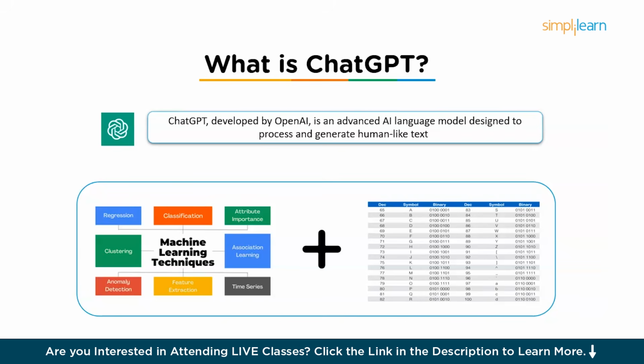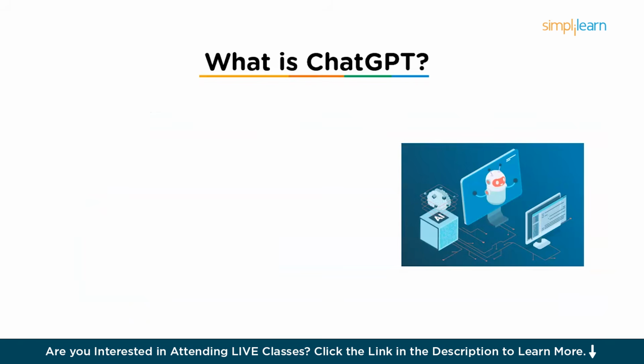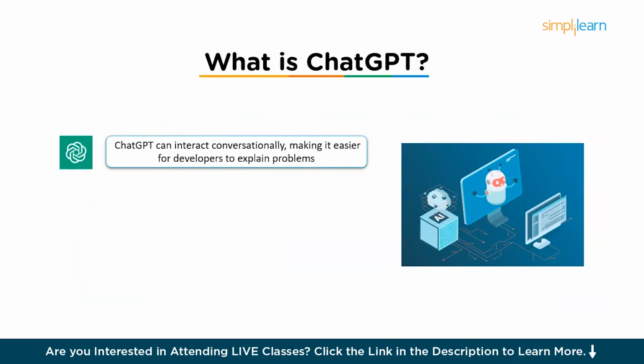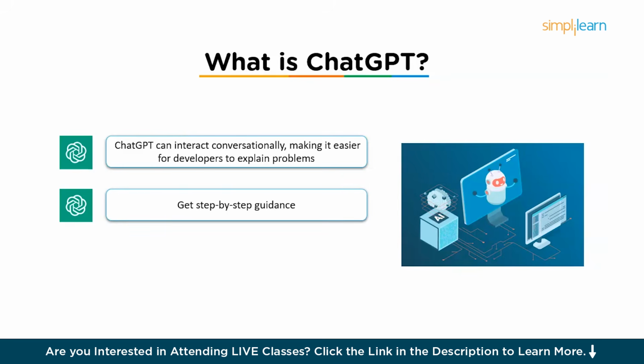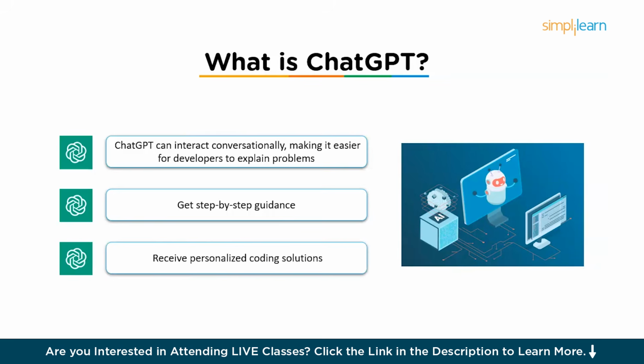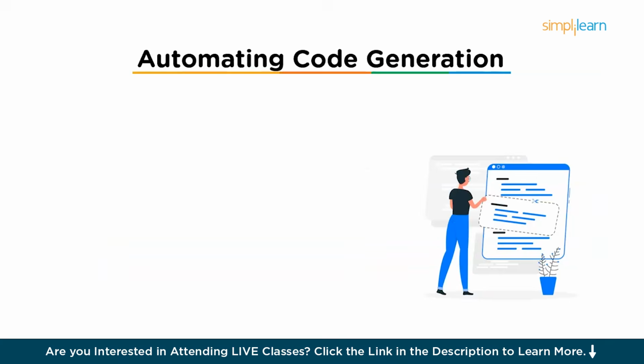Unlike traditional code editors or AI-assisted development environments, ChatGPT can interact conversationally, making it easier for developers to explain problems, get step-by-step guidance, and receive personalized coding solutions. Whether you are a beginner or an experienced developer, ChatGPT helps streamline web application development by acting as a virtual coding assistant. Now, we'll understand how ChatGPT can help in building web-based applications.